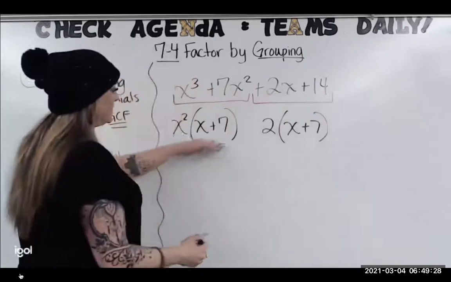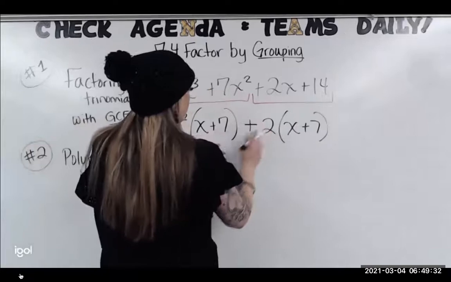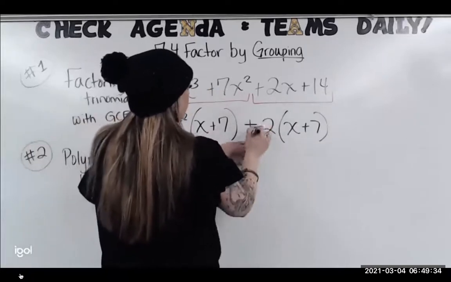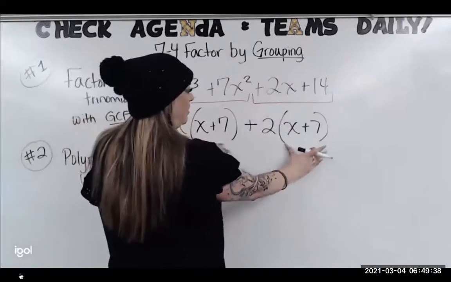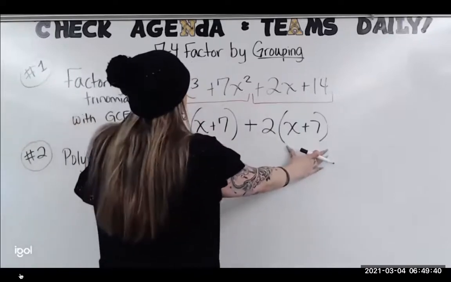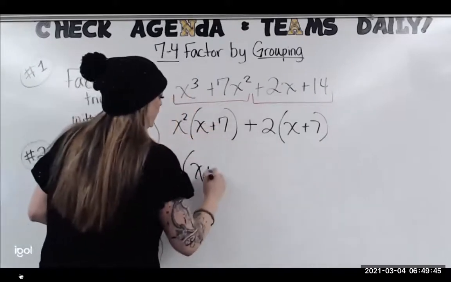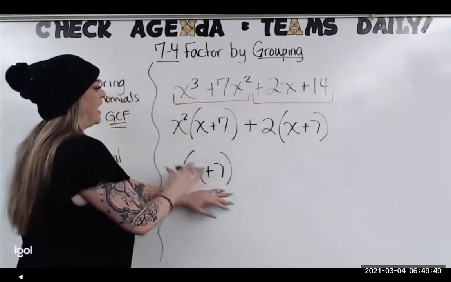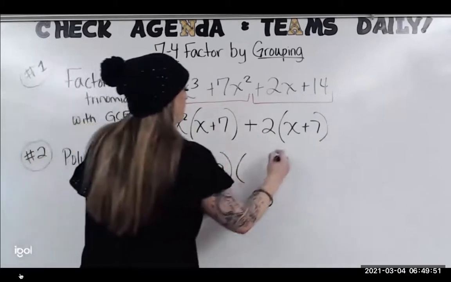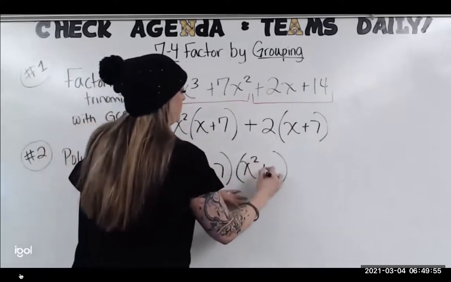Well, now we can see that both of these multiplication problems, we need to put a plus sign in there, I forgot about that. Always carry your sign down. But we can see that they both share this x plus 7. So that means we can factor this out into its own greatest common factor spot. And what's left, to put that binomial in parentheses, is x squared plus 2.